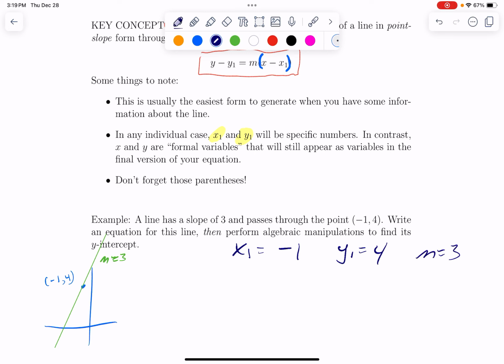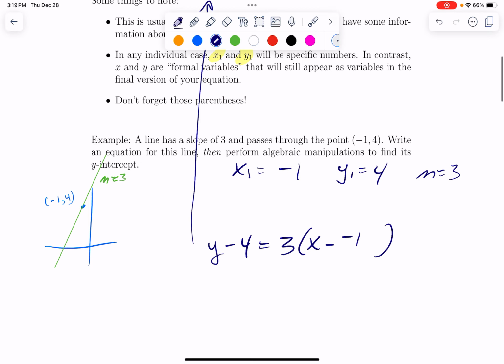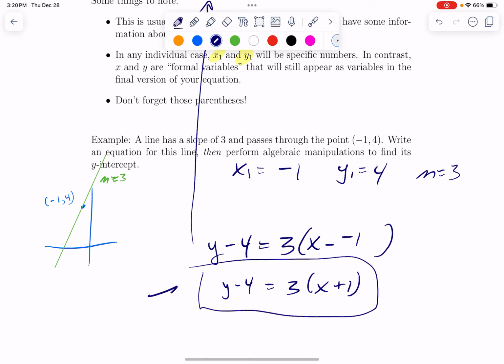So I can just insert things into this form. y, the formal variable y, minus the coordinate y1 equals the slope times, in parentheses, the formal variable x minus negative 1. And if we clean that up just a little bit, x minus negative 1 is x plus 1. So this is our equation in point slope form. Almost instant, given the information we had.